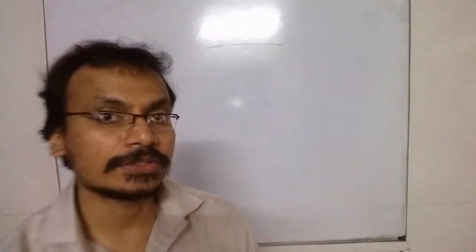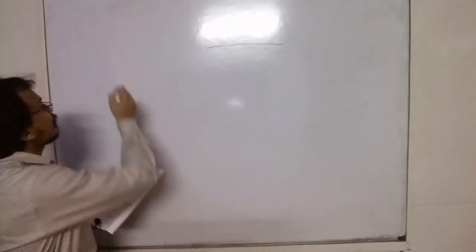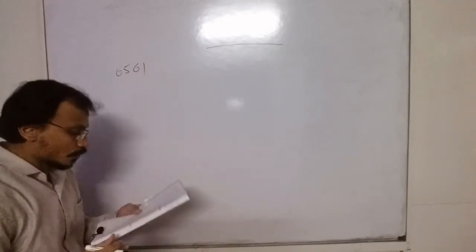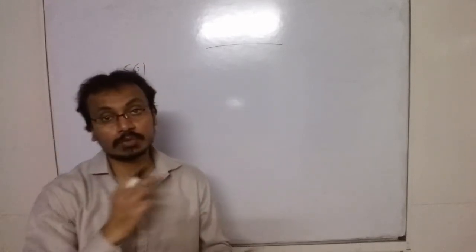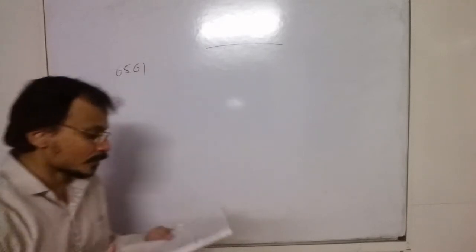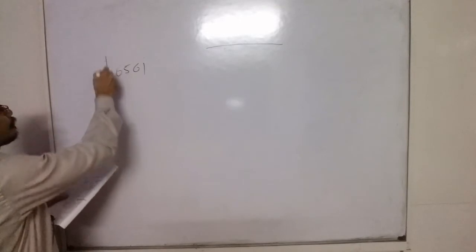So now we are going to learn about the division method of calculating the square root of any number. Let us start. First number is 6561, and we are supposed to calculate the square root of this number 6561 by way of the division method. So what is the division method?